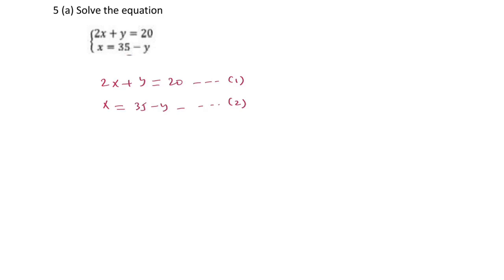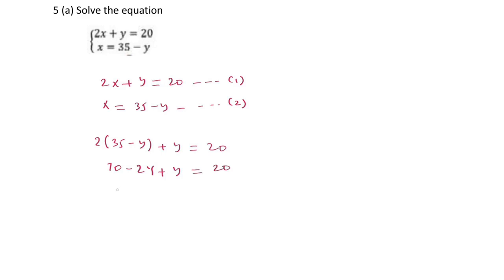Okay, so next, let us substitute equation number 2 into equation number 1. Then we are going to have 2 in brackets 35 minus y plus y equals 20. Okay, so next, let us open the brackets. We are going to multiply each number inside the brackets by 2. Then our equation is going to be 70 minus 2y plus y equals 20.